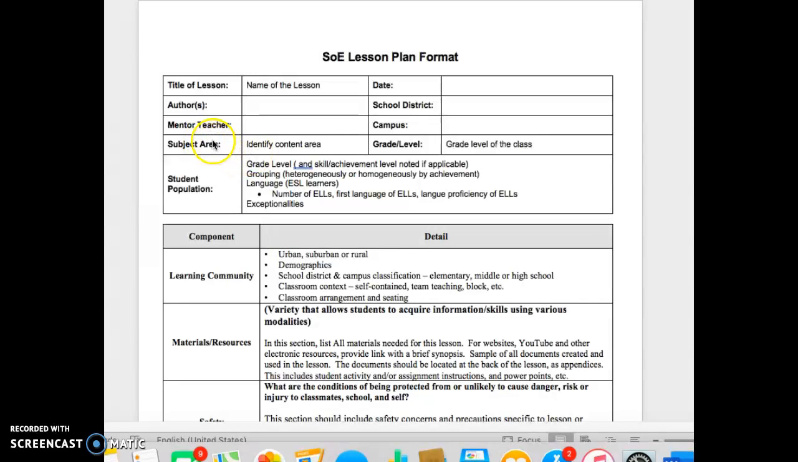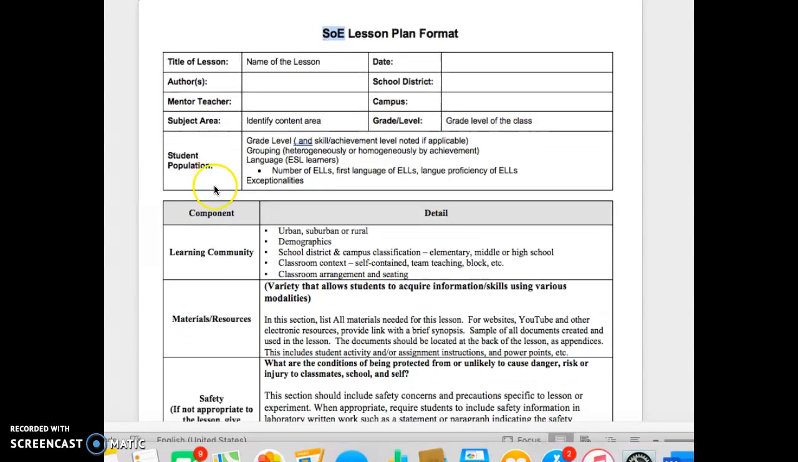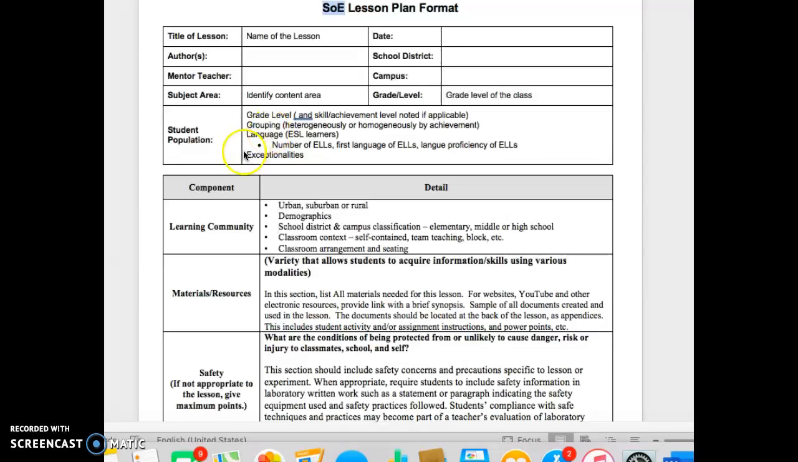Also, you're going to identify the subject area, and it says it right here, identify content area. You're also going to include the grade level of the class, and then you can apply the student population, which would include grade level, the skill and achievement level that they are in, the grouping, the language spoken. So, if it was bilingual, you can put English and Spanish. And then the number of ELLs, so first language proficiency, and exceptionalities.